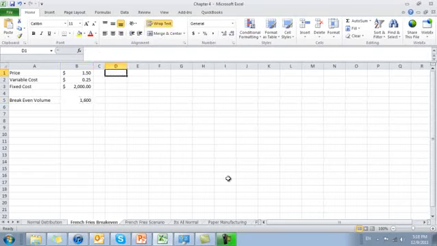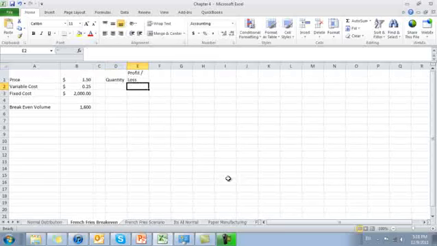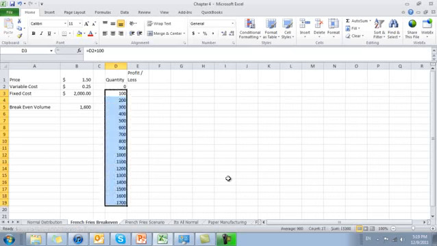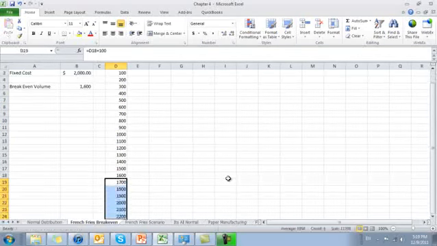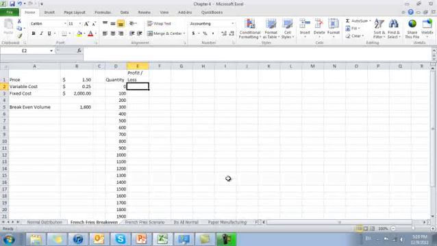I can also plot my break-even volume. Actually, I'm not plotting break-even volume. I'm going to just plot quantity sold and profit or loss. I can imagine selling different units. I'm going to go up by 100, equals the one above plus 100. You can go up by smaller intervals or larger intervals. It doesn't really make a difference. I'm going to go all the way up to 2,500. I think that'll be sufficient for demonstrating the concept.